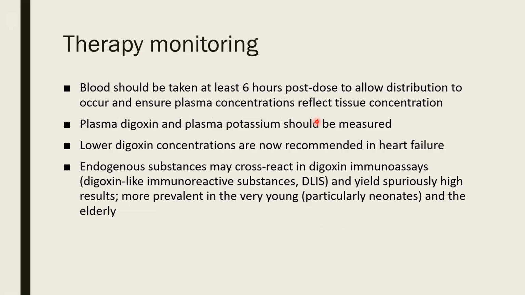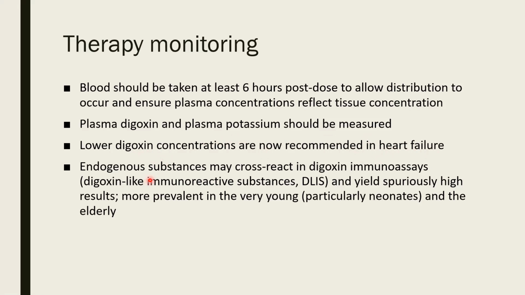How do we monitor the therapy? Blood should be taken at least 6 hours post-dose to allow distribution to occur and ensure plasma concentration reflects tissue concentration, as we mentioned just now about distribution. Plasma digoxin and plasma potassium should be measured, because the toxicity of digoxin increases in the presence of hypokalemia. Lower digoxin concentrations are now recommended in heart failure.